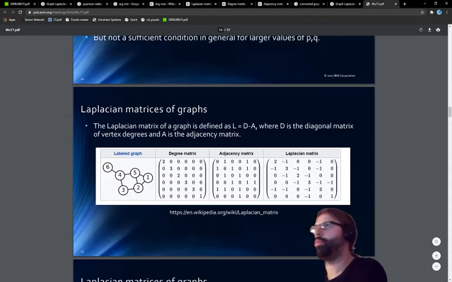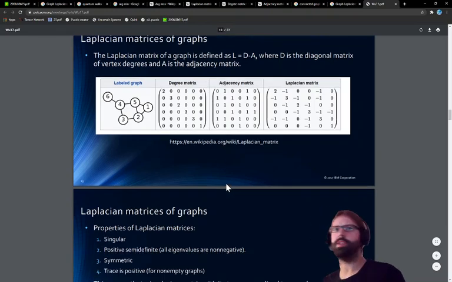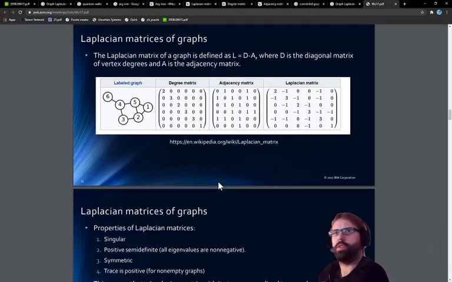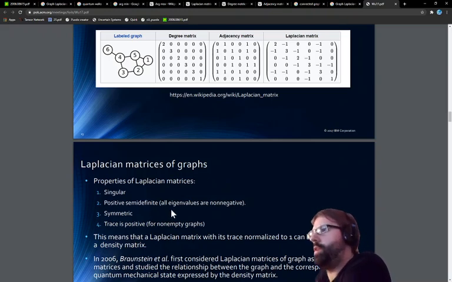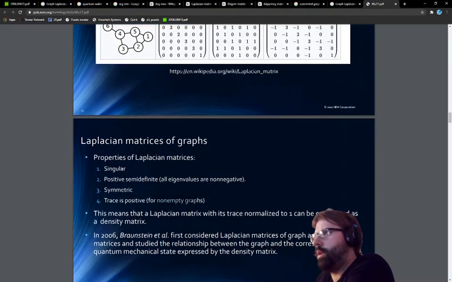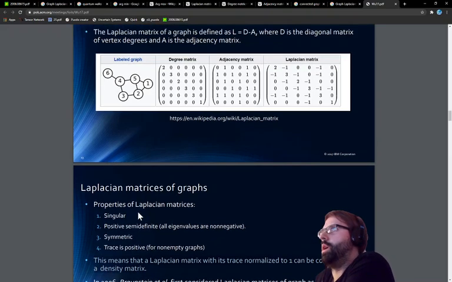Okay, so Laplacian matrices of graphs. The Laplacian matrix of a graph is defined as D minus A, where D is a diagonal matrix of vertex degrees and A is the adjacency matrix. It's crazy how you can get lost in these really quickly. A graph's Laplacian matrix is singular, positive semi-definite. All eigenvalues are non-negative, symmetric. Trace is positive for non-empty graphs. This means that a Laplacian matrix with its trace normalized to 1 can be considered as a density matrix. Okay.